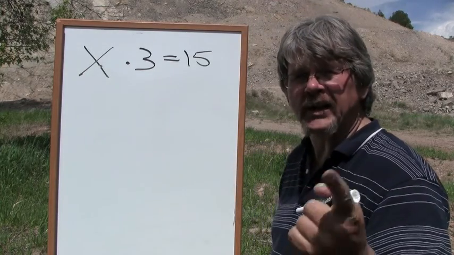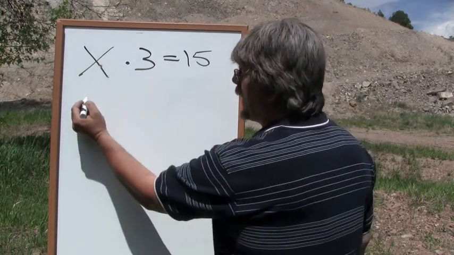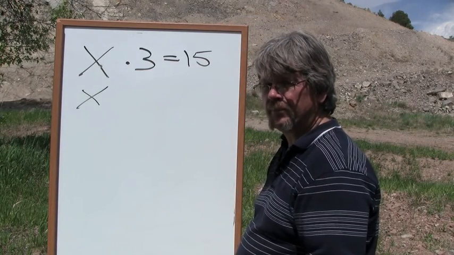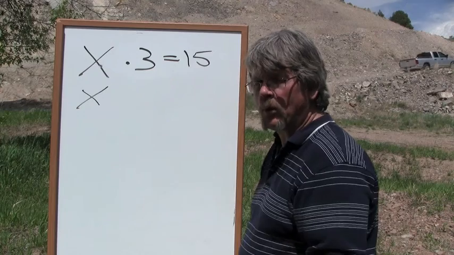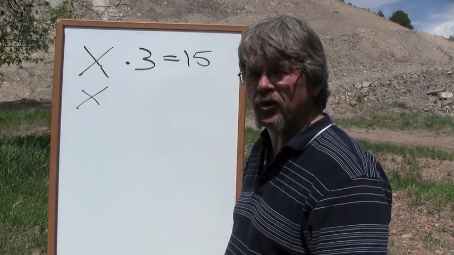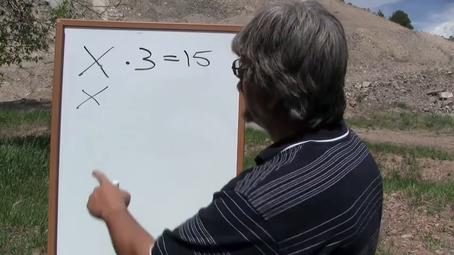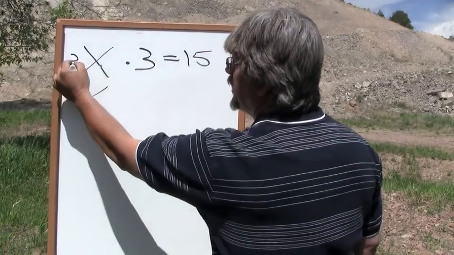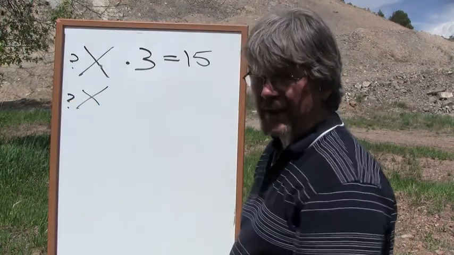Again, what's the step? We want x to be all by itself, right? We want to isolate the variable. I'm going to keep repeating that. Break that into your head. The first step, isolate your unknown, your variable. We don't know this one yet. We're going to find out.